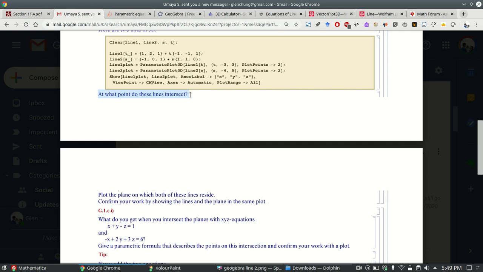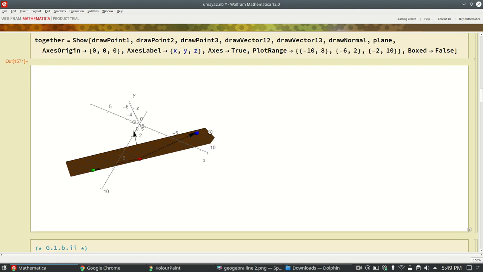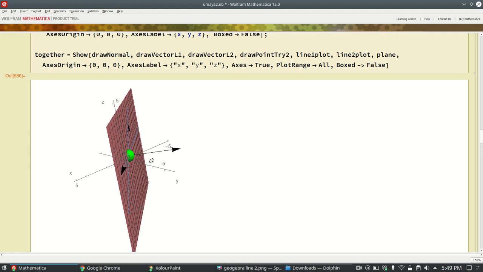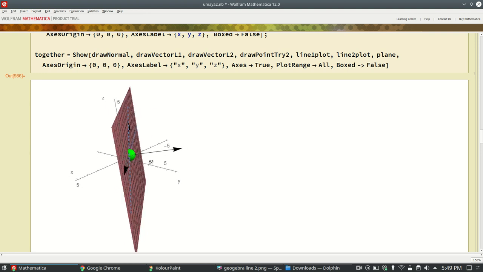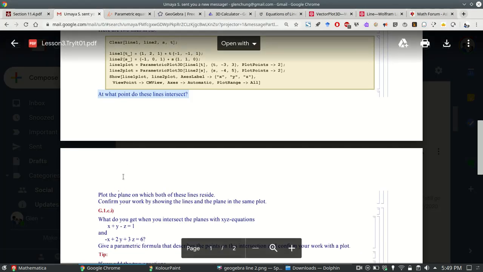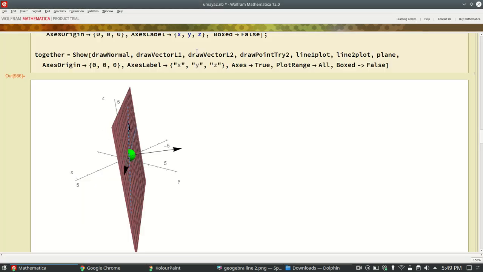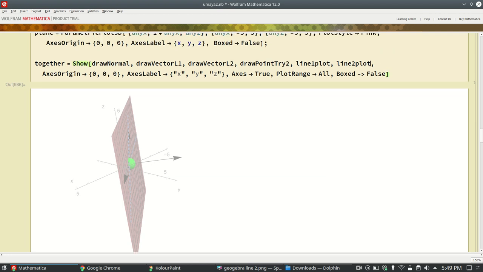But this is Mathematica. So in Mathematica, I can just look at the graph if I want to. So that's what I have done here. I have just looked at the graph. And what was the question again? The question was, at what point do these lines intersect? All right, so here, let me remove the plane. Just temporarily. I'll put it back later.